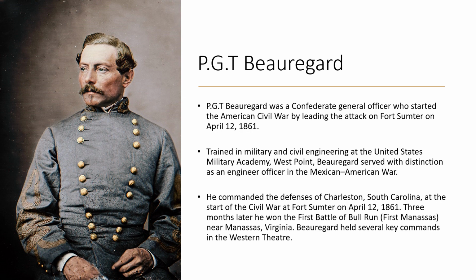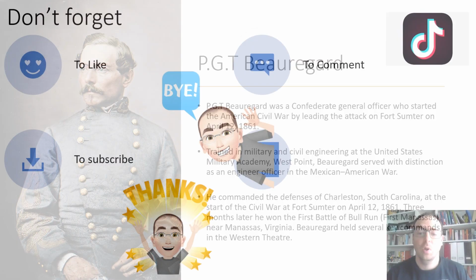Trained in military and civil engineering, he had fought in the Mexican War, like many of the people we've looked at today. He commanded the defences of Charleston, South Carolina, which is why he becomes involved in Fort Sumter, but he is also involved in a lot of famous battles that we look at. First Bull Run, for example, is one that he's involved in. He will hold, ultimately, several key commands in the Western Theatre.